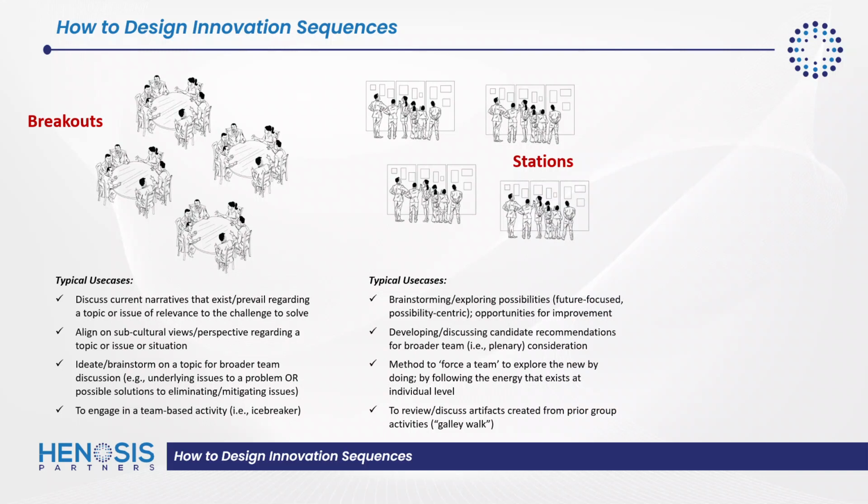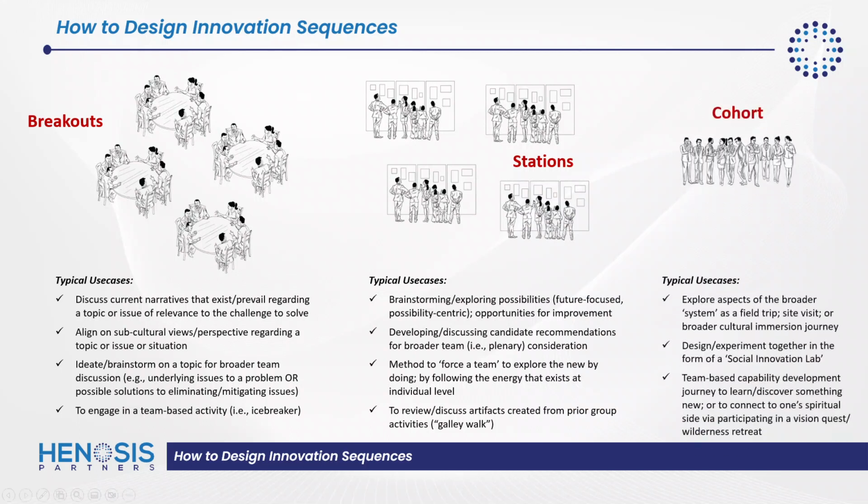And stations are often a very good design activity when wanting to review or discuss artifacts that have been created from prior group activities. We might refer to these stations as gallery walks. And lastly, some of the use cases for cohort types of activities might be to explore aspects of the broader system as a field trip or a site visit, or perhaps as a broader cultural immersion journey. A cohort might be brought together to design an experiment in the form of a social innovation lab, or to participate in team-based capability development training.